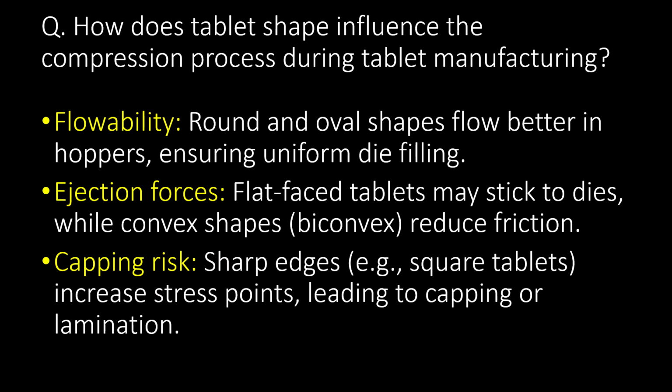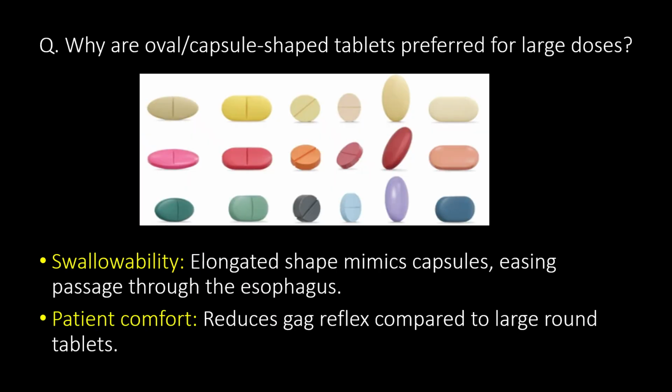Second, ejection forces. Flat faced tablets may stick to dies, while convex shapes, that is, biconvex, reduce friction. Third, capping risk. Sharp edges, for example, square tablets, increase stress points, leading to capping or lamination.